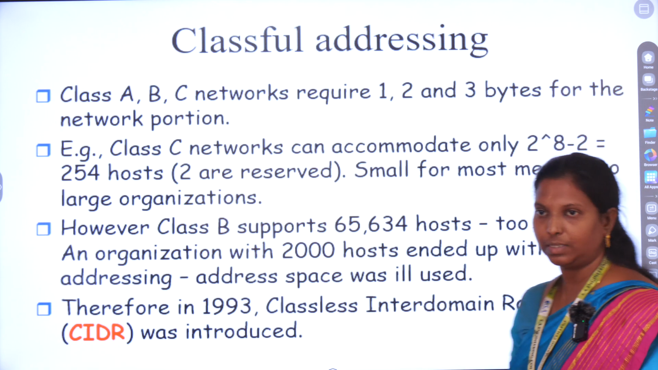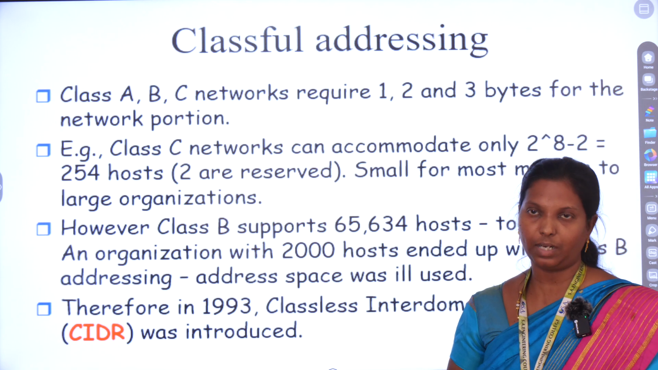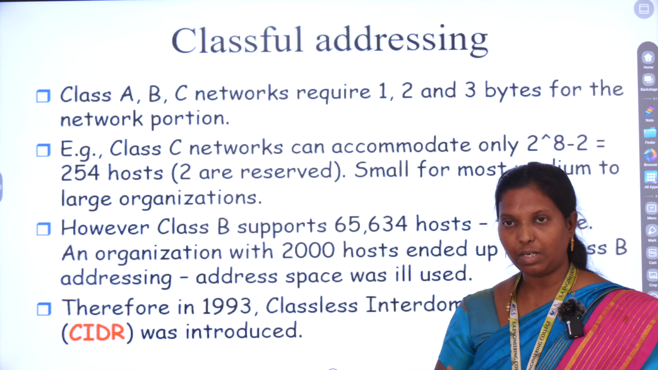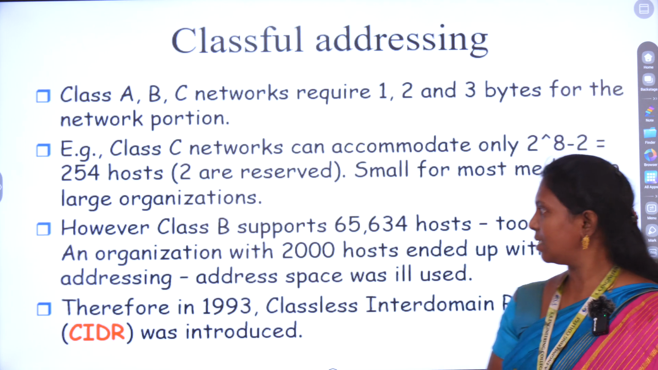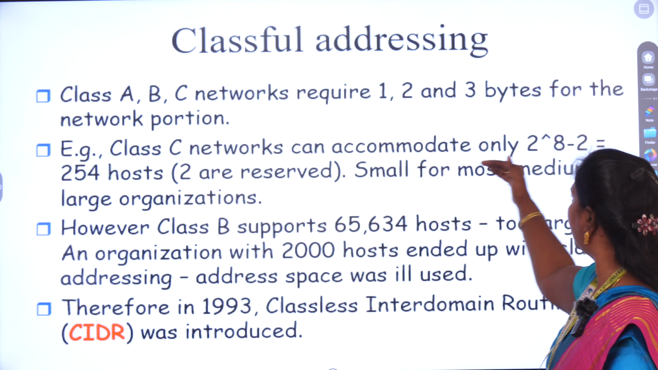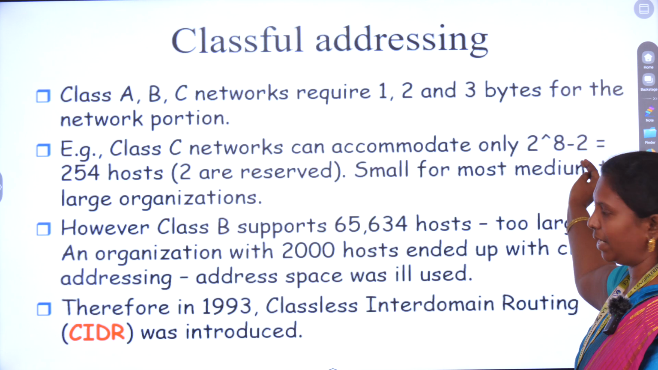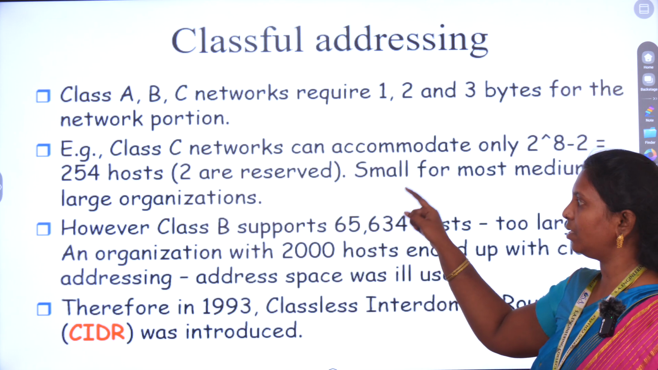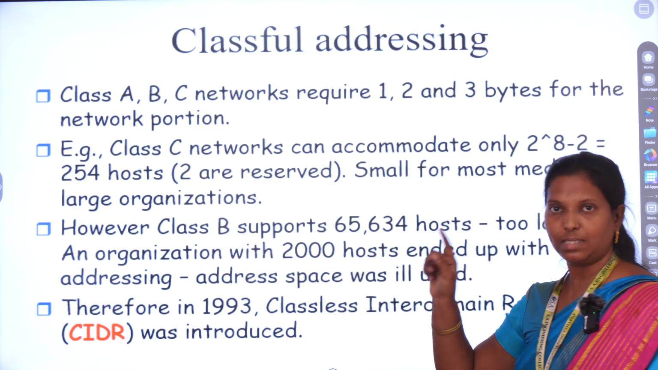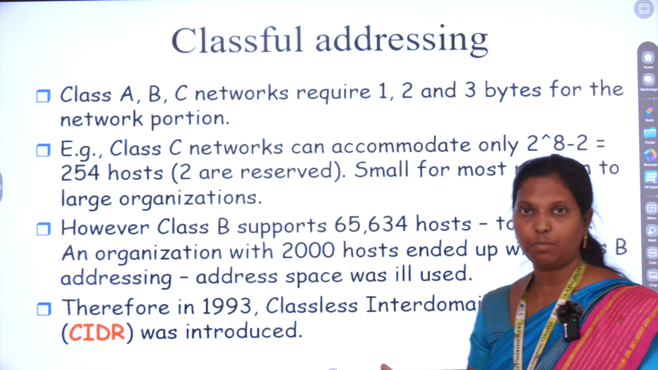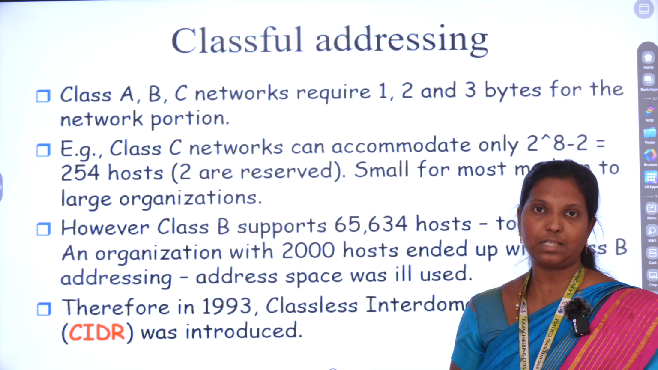Next we go for the full description of classful addressing. When an organization supports this level of notation, the IP addressing is fully focused on these things. For example, a class C network can accommodate 2 to the power 8 minus 2, that is 254 hosts, in the organization. So that's for class C. These 2 are reserved. The reserved category is mainly for the multicasting model.